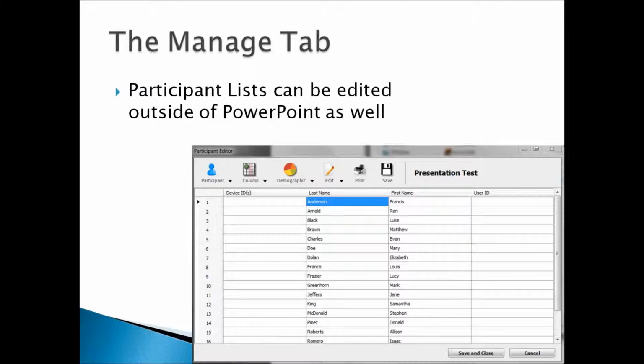Also, you can edit the participant list outside of the TurningPoint PowerPoint add-on. This is mainly for manual manipulation. So let's say a student forgot his clicker whenever you're doing real-time registration. You can input their device IDs manually from here, or add on extra students manually from here.